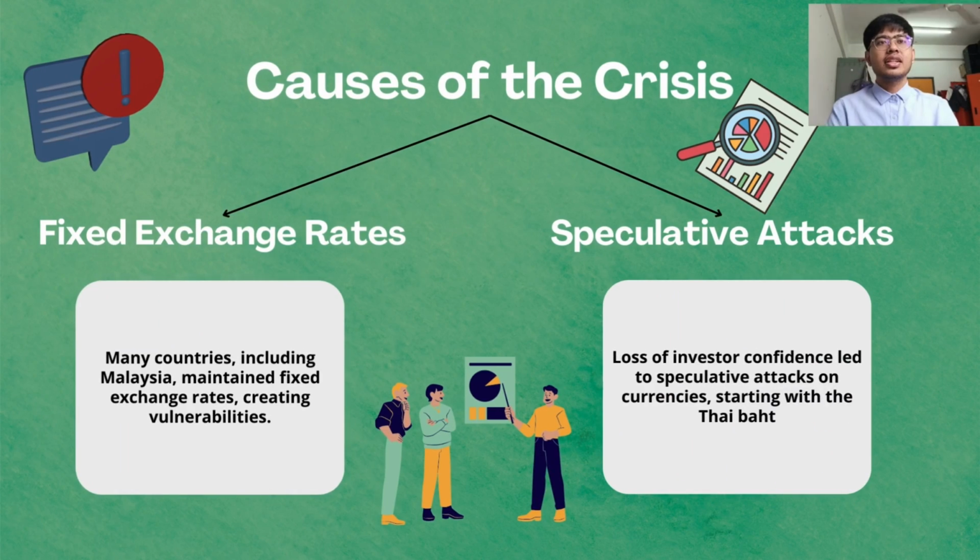So there are several factors that contributed to the crisis, which are fixed exchange rates and speculative attacks. For fixed exchange rates, many countries, including Malaysia, maintained fixed exchange rates, which created vulnerabilities. And for speculative attacks, the loss of investor confidence led to speculative attacks on currencies, starting with the Thai baht.